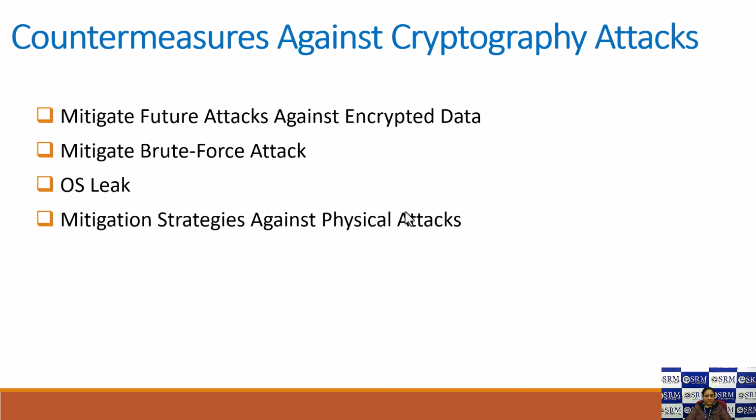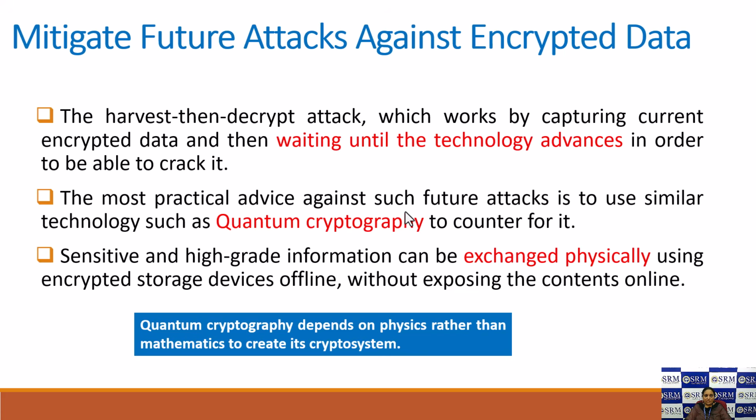One is how to mitigate the future attacks against encrypted data, mitigate the brute force attack, the operating system leak, and strategies against the physical attacks. Let us see. So the harvest then decrypt attack works by capturing the current encrypted data and then waiting. I said that if quantum computers with very good configuration can break the RSA, I told you initially. So to defend that, we have to introduce quantum cryptography. If we introduce that, then future attacks can be countered. That is the methodology.